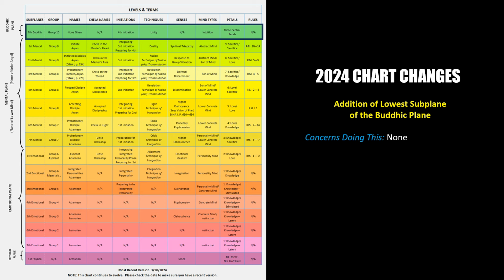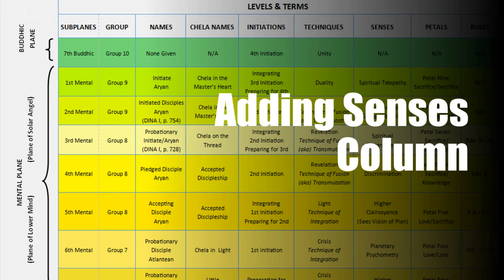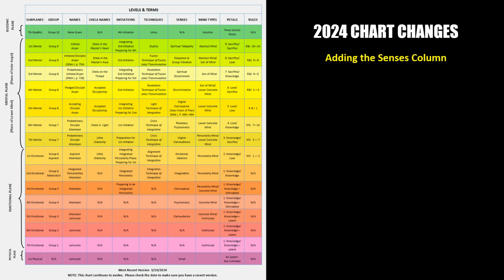My concerns over doing this? I don't have any. My rationale for doing this? See the comments, especially under the heading of techniques later in this video, for the real understanding of why that change was made. And we'll look at that more later. Next, I put in a new column, a column on the senses. So here's that new column on the senses.